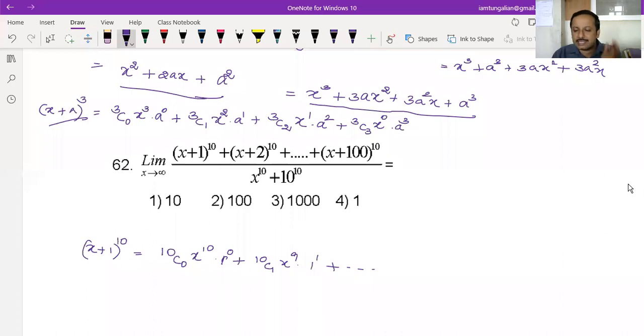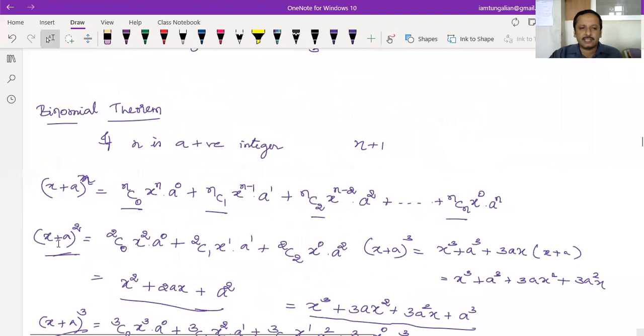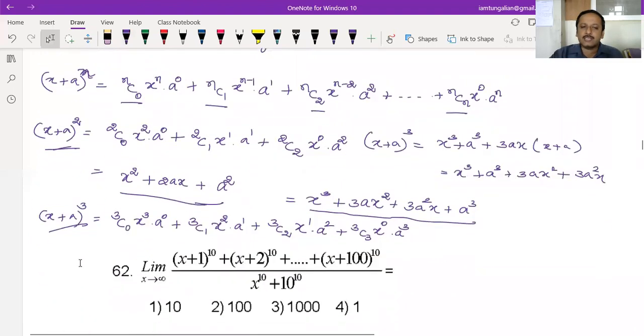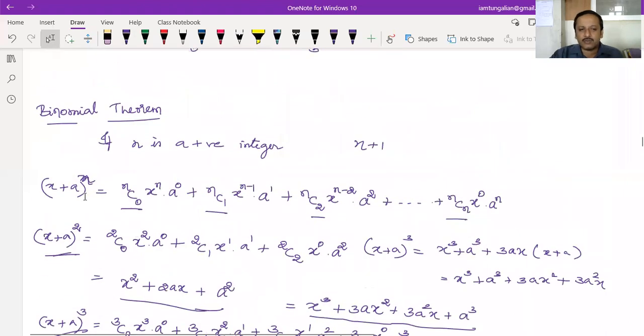See, I'm interested in knowing what is the highest power of x. In the expansion of (x + a)², the highest power of x is 2. In the expansion of (x + a)³, the highest power of x is 3. In the expansion of (x + a)ⁿ, the highest power of x is n.